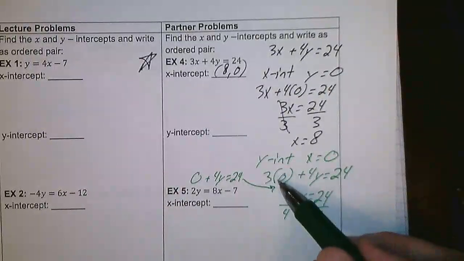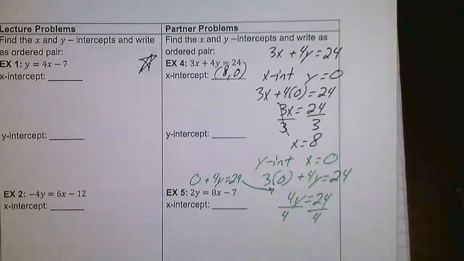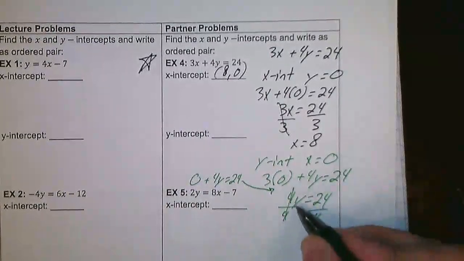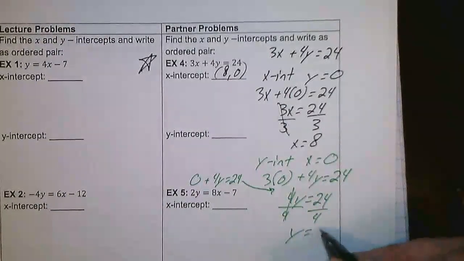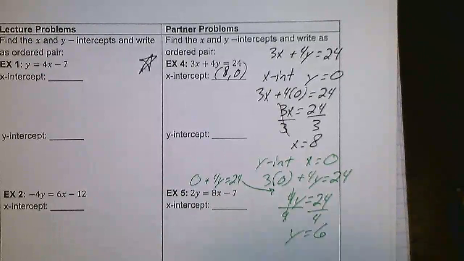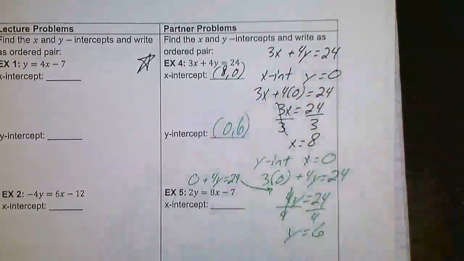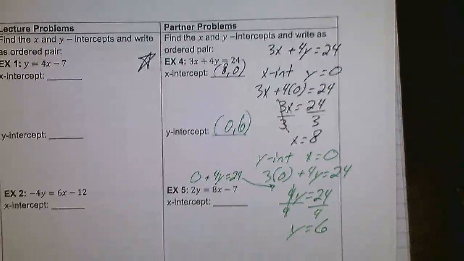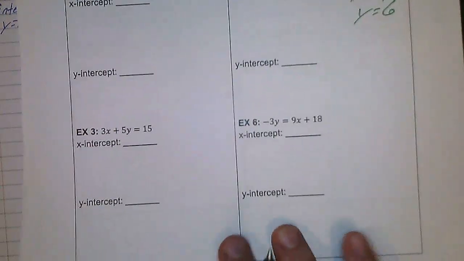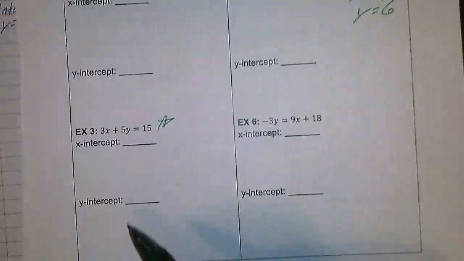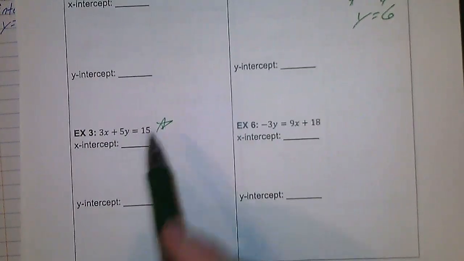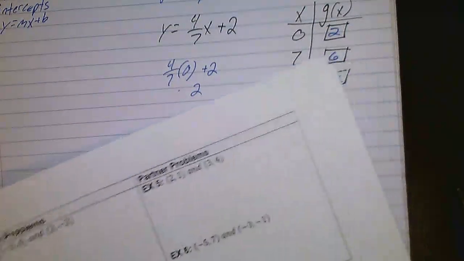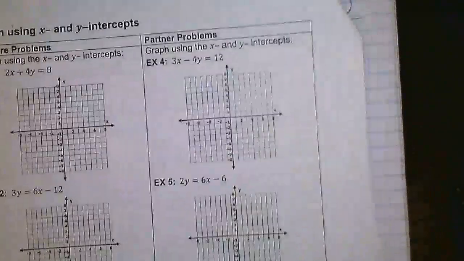But changing x to 0 means the x term goes away, and now it's just 4y equals 24. And that would cancel when we divide both sides by 4, and we get 6. As an ordered pair, 0, 6. So you could try number 3. That's the same kind of problem. It's going to divide out nicely. And then, what else? Oh, yes, last problem here.